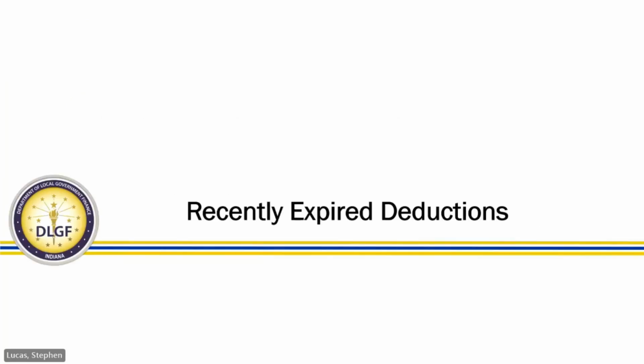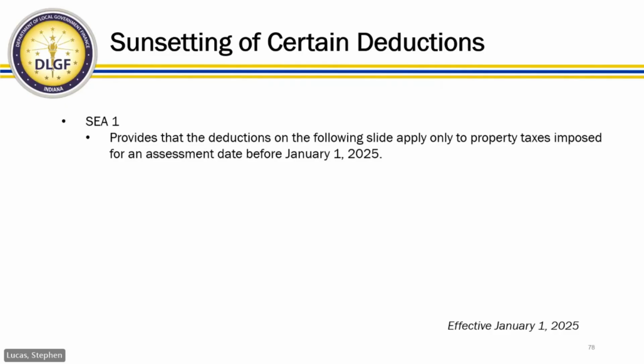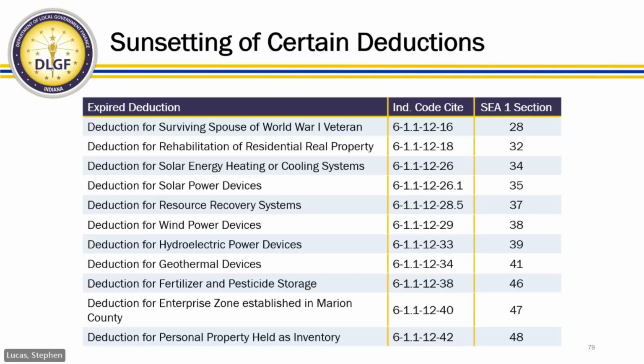We'll close by briefly reminding that there have been some deductions that are expiring under Senate Enrolled Act 1. Stephen mentioned some of these previously. The list is on the following slide. As these are being sunset, the DLGF has been working to rescind and remove the relevant application forms for these deductions. And that takes care of the substantive portion. I will turn it back over to Stephen to close us out.